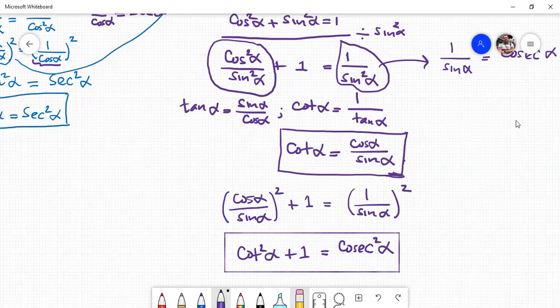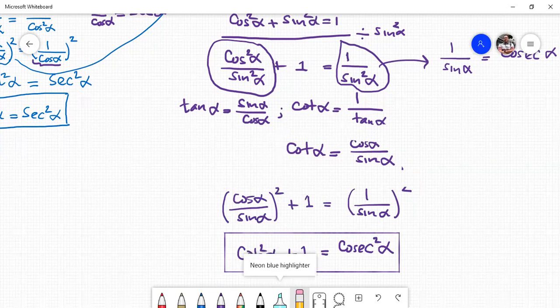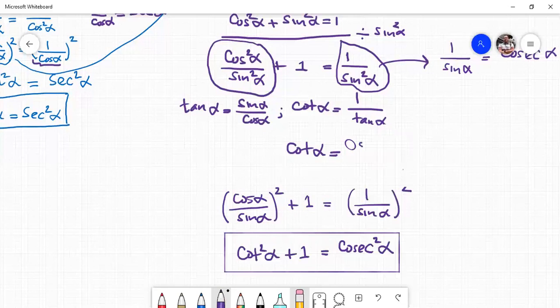Okay, let me try to fix the box here. I'll make it better. Okay, so I'll just rewrite it again. Okay, that cotangent is cosine alpha out of sine alpha.